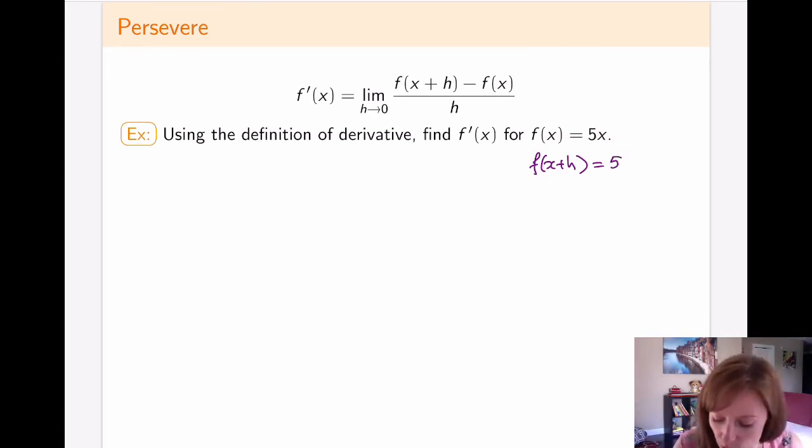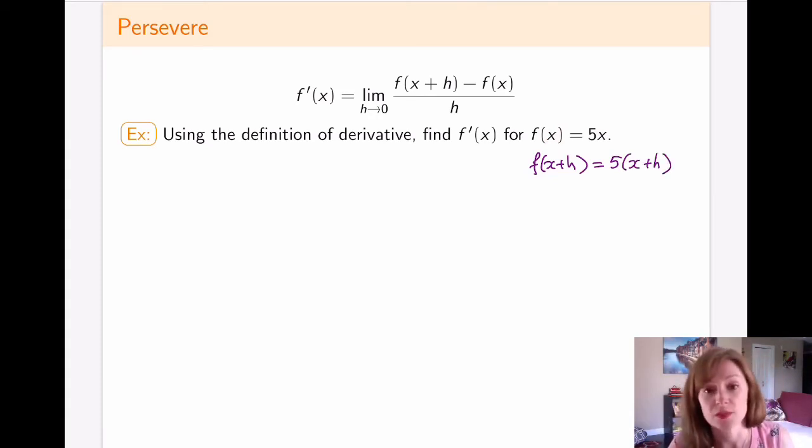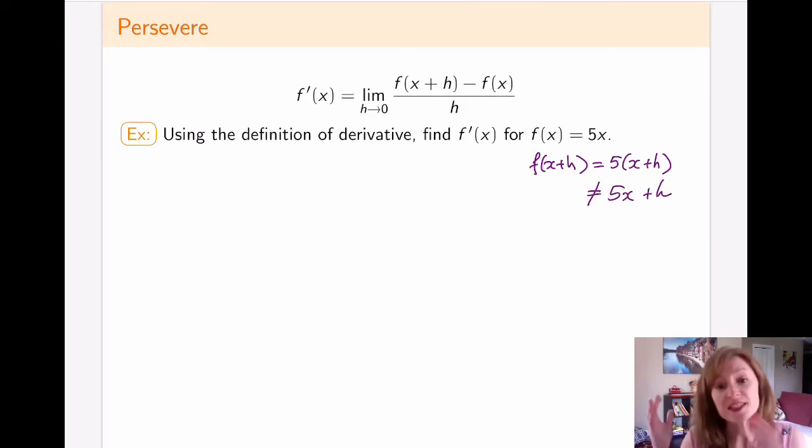So here I'm going to have x plus h times 5. Notice that, and this is the biggest mistake that students make, so please take note of it now so you don't fall into this trap. This f of x plus h is not 5x plus h. This h is not an afterthought. This entire x plus h has to replace the x in my function. Think of that as one unit. It used to be x, it's now x plus h. It has to all come together.